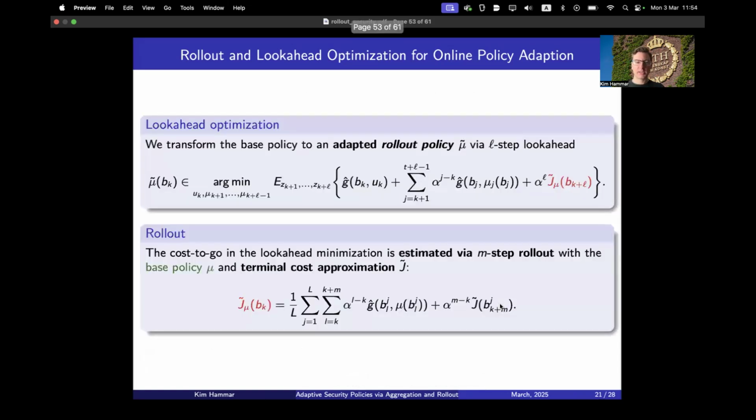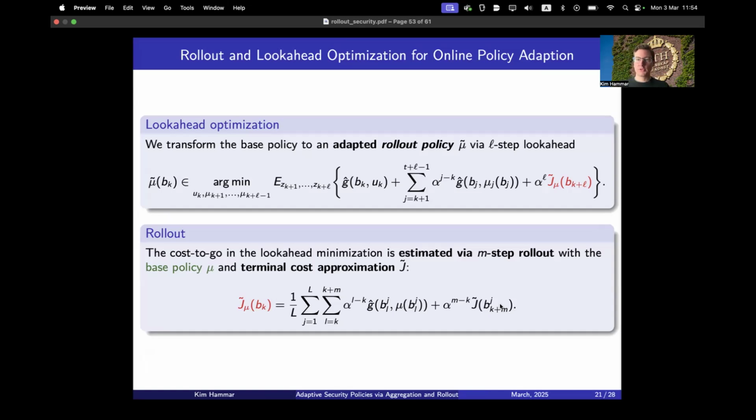And here is exactly what I just said, but in terms of two equations instead. So the look ahead optimization can be expressed with a standard Bellman equation, where L is the number of look ahead, it's basically look ahead horizon, and alpha is a discount factor. And similarly, rollout can be expressed mathematically as a Monte Carlo evaluation of the base policy with a terminal cost approximation provided by J tilde. And here L is the number of rollouts, so the number of samples you use for the evaluation.